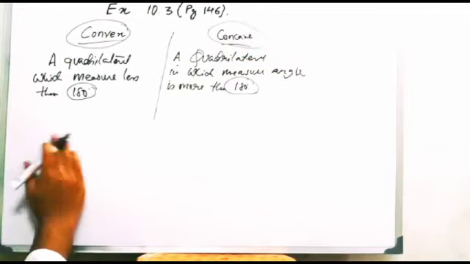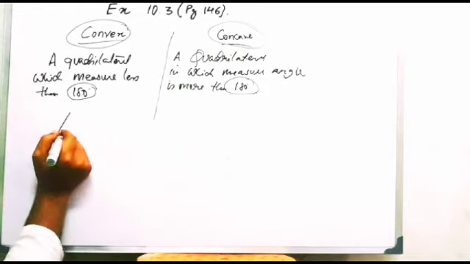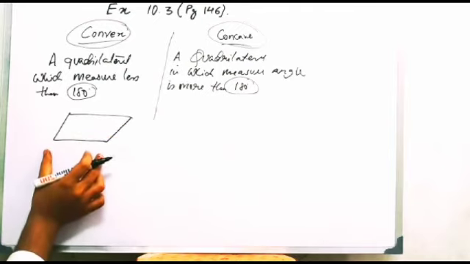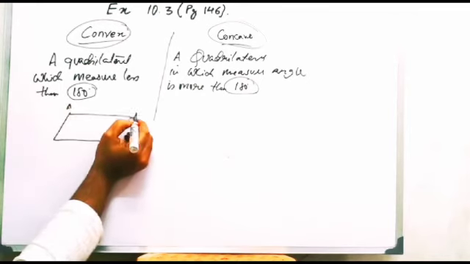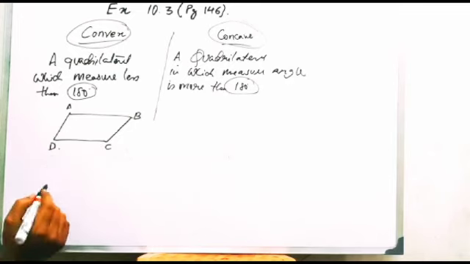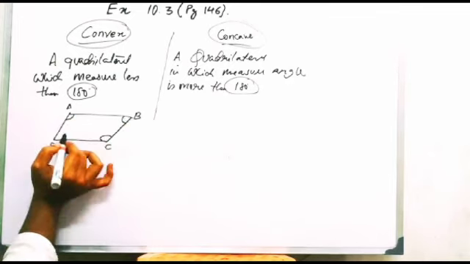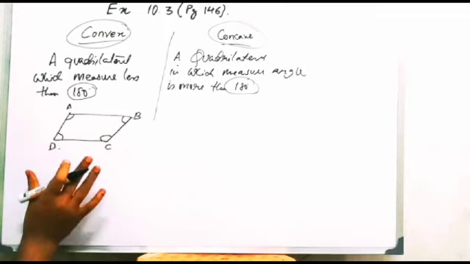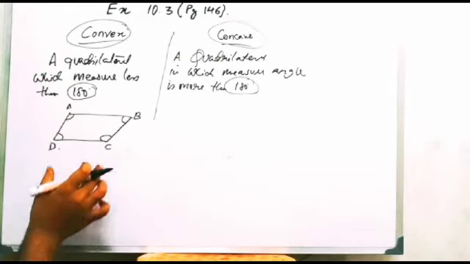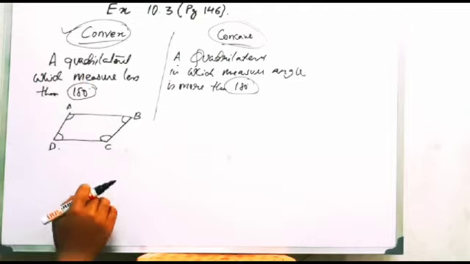Now I will explain with the help of diagram. Look, we all know this is quadrilateral A, B, C, D. Okay, in this figure, if we calculate this angle or this angle or this angle or this angle, all these angles are less than 180 degree. That's why this figure we called a convex quadrilateral.